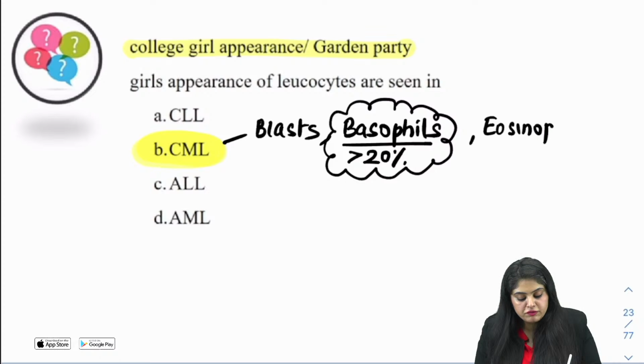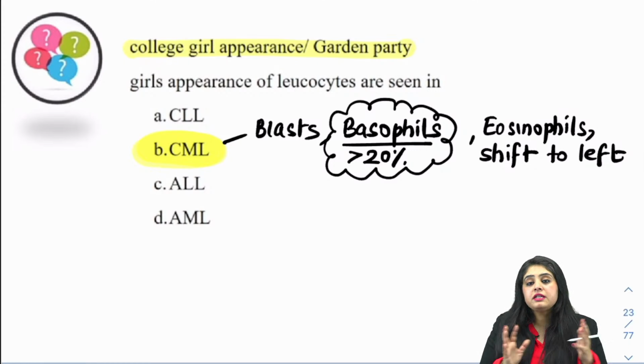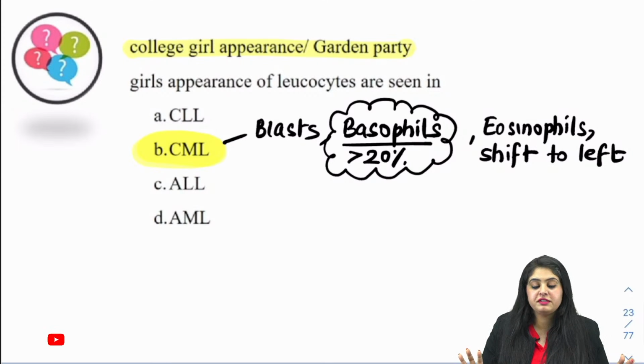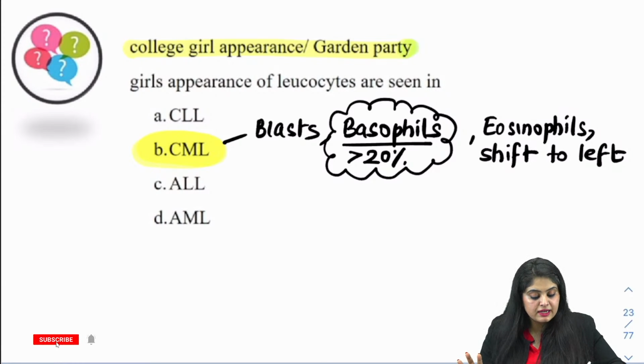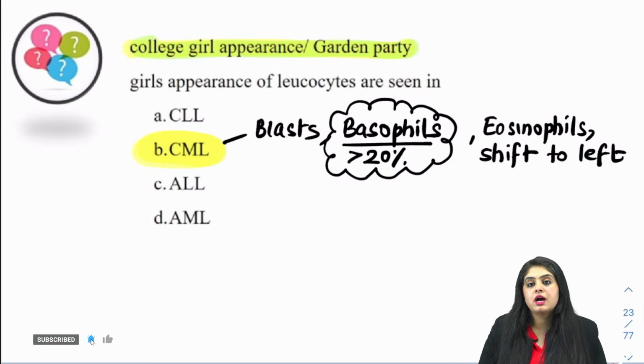You see eosinophils, you see a phenomenon known as shift to left, and that basically means that, ma'am, everything is seen, all different cells are being seen. Everyone is different. That is why I called it college girl or garden party appearance.